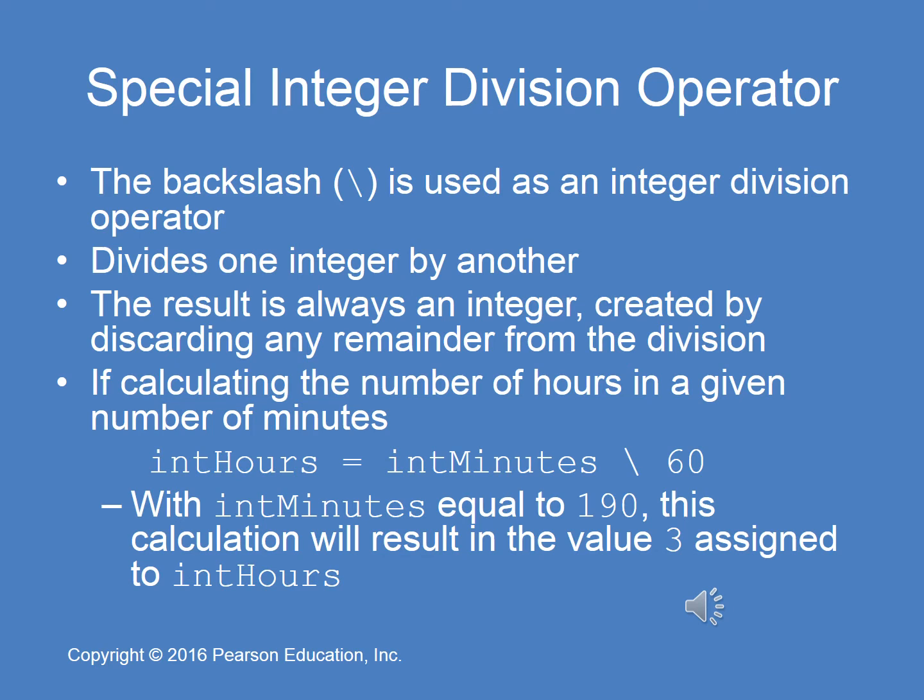So if calculating the number of hours in a given number of minutes, we would take intMinutes \ 60. If intMinutes is equal to 190, this calculation will result in the value of 3. Remember, 180 divided by 60 is 3, but 190 divided by 60 is going to be 3 point something. Anything beyond, including the decimal place and to the right, is discarded. It's important to know that it's not rounded, it's just discarded.